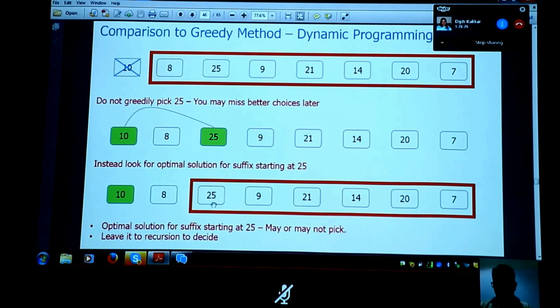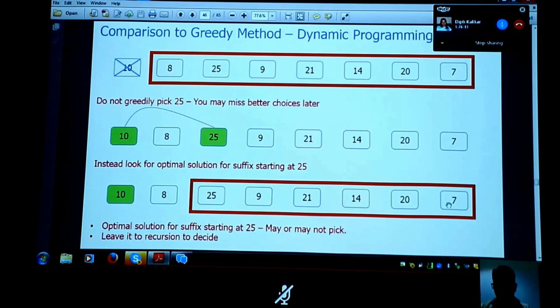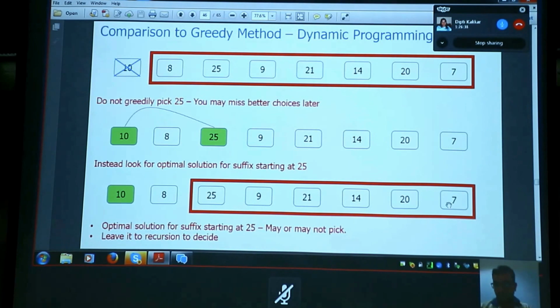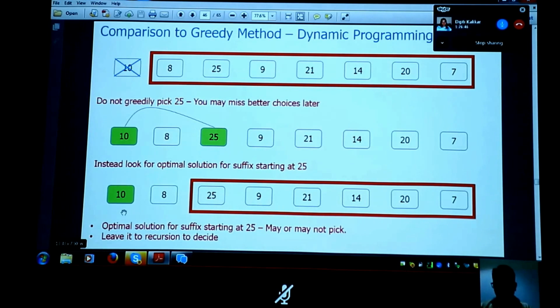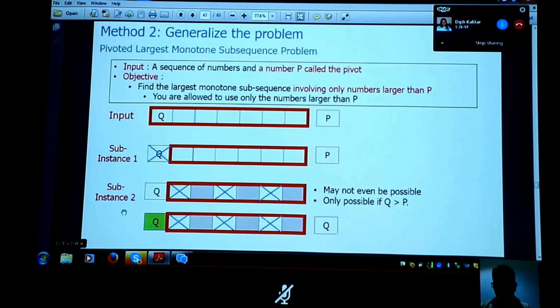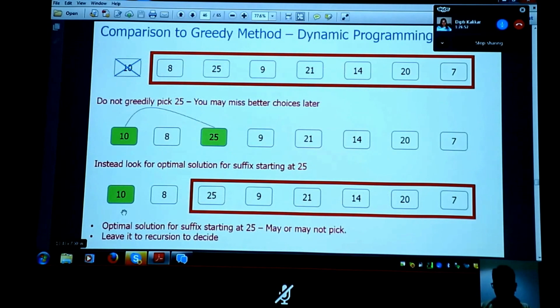When you solve this instance, that will be his first choice: do I pick 25, or do I not pick 25? That is his choice, so the recursion will tell whether to pick 25 or not. Don't greedily pick it now. You can make the two choices of whether to pick 10 or not, but don't decide on 25. Let the recursion decide on that. That's how this dynamic program, this is essentially how the recursion is working here.